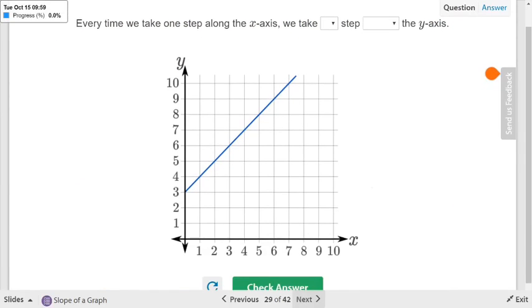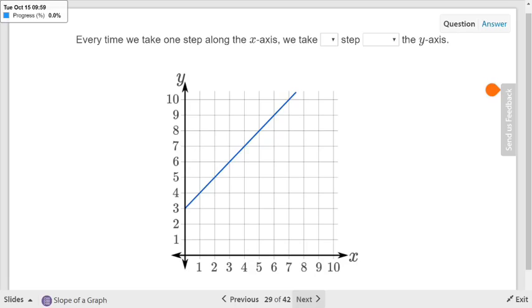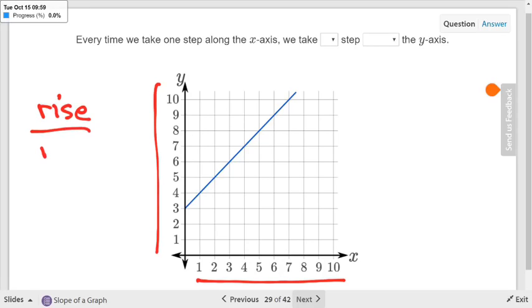Okay? So look at this one. I want to do the slope, okay? And I'm just going to count it. This one will be easier because notice the scale. It's all in ones, right? So I'm going to count it as rise over what? Run. Okay. So it doesn't matter where you start.